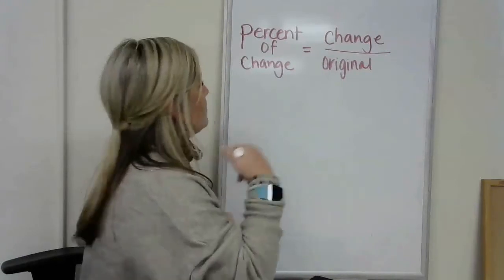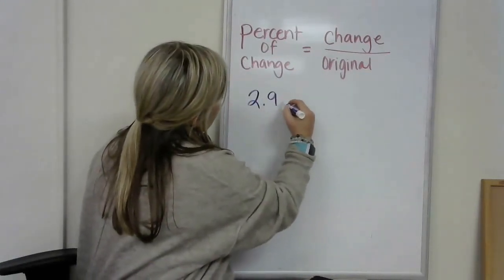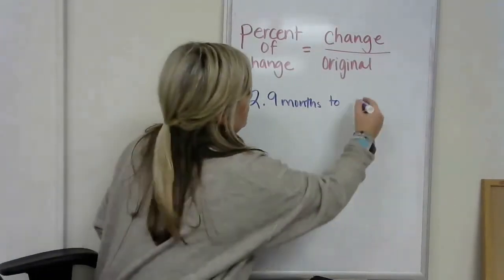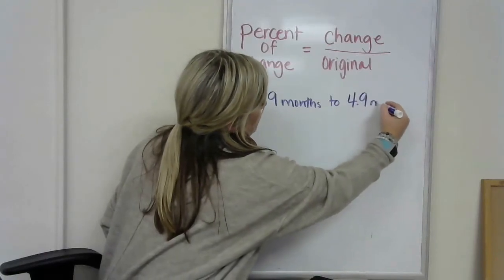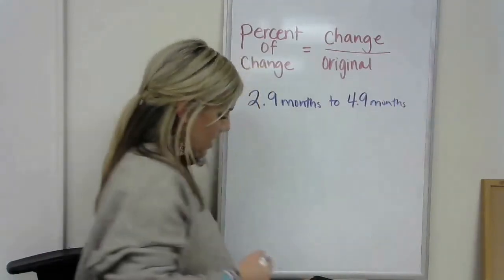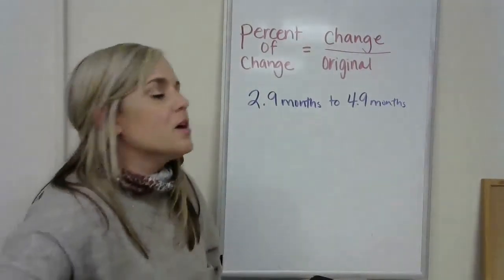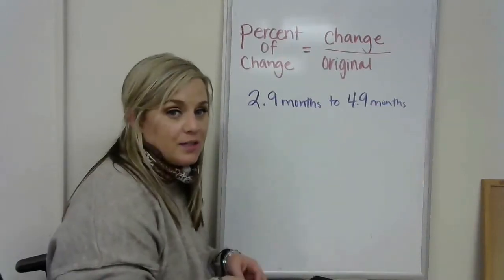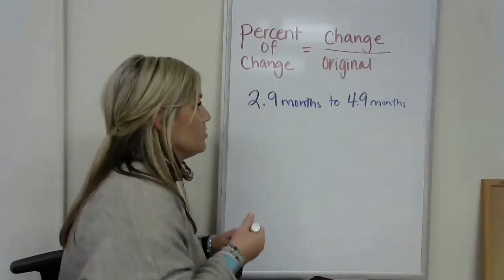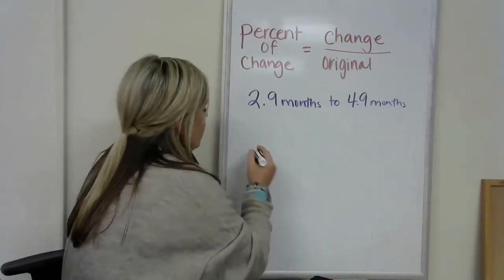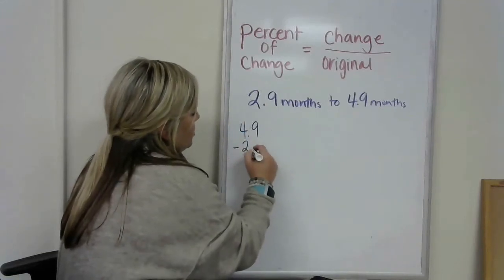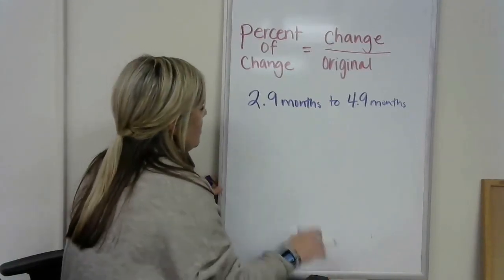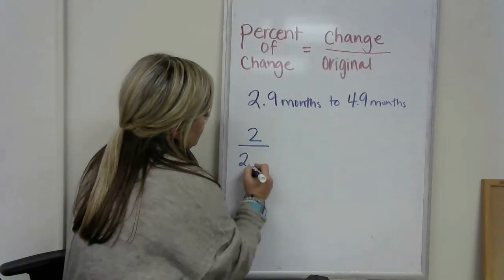Okay, 2.9 months to 4.9 months. All right, so we're going from 2 something to 4 something. So this is an increase. So sometimes they'll ask you, is this an increase? Yes, because we're going from small to big. And 4.9 minus 2.9 is 2.0, so 2. All right. So we have 2, and our original was 2.9.